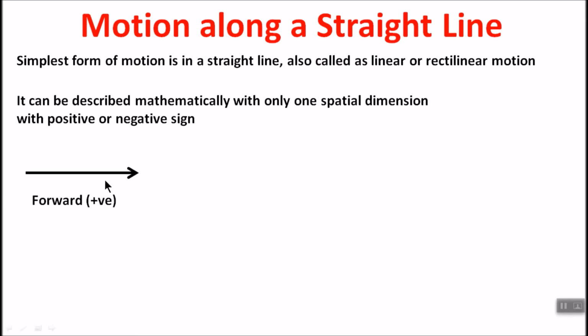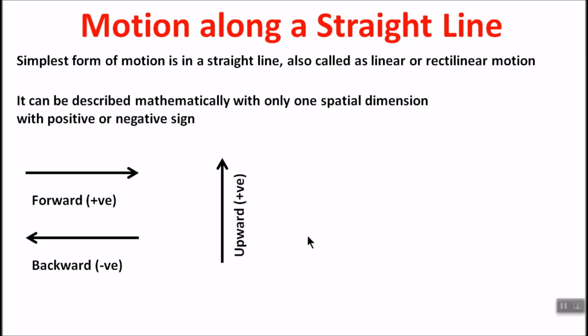Say if something is moving forward in a straight line, in a single dimension, we say it's forward and give a positive sign. And if it goes backward, we just give it a negative sign. This positive and negative is just a matter of convention. We can take forward movement as negative and backward movement as positive, just for our convenience. But we have to be consistent. In one case we can't take forward as positive, and again in the next case take it as negative in the same problem. So we need to be consistent.